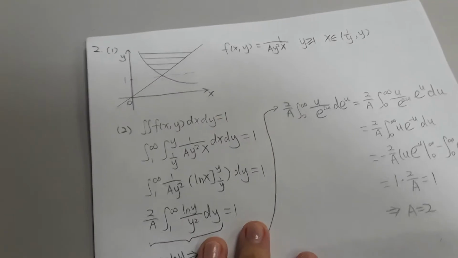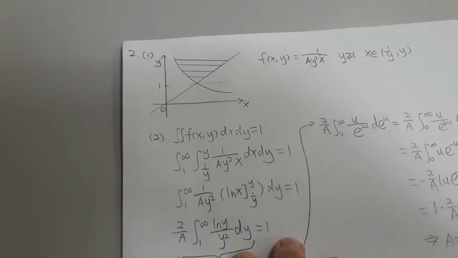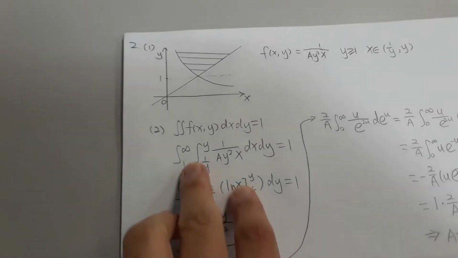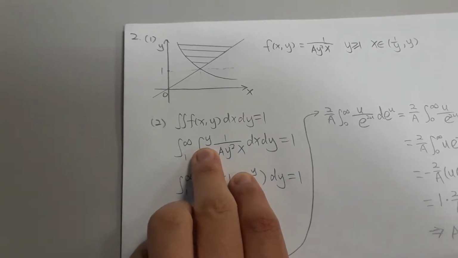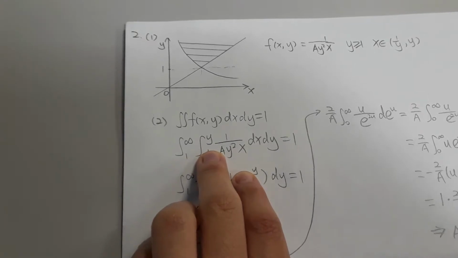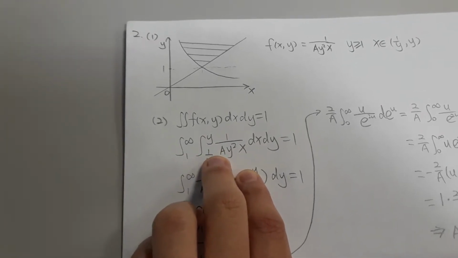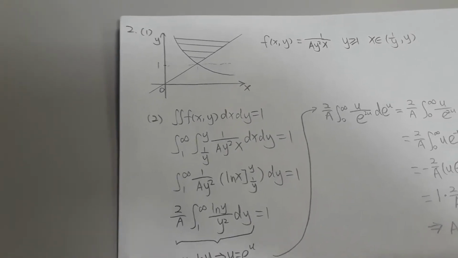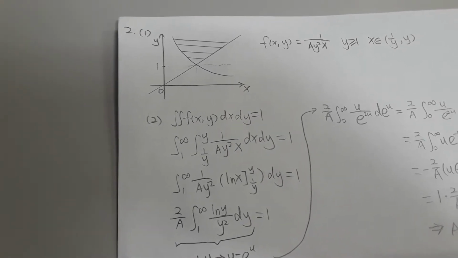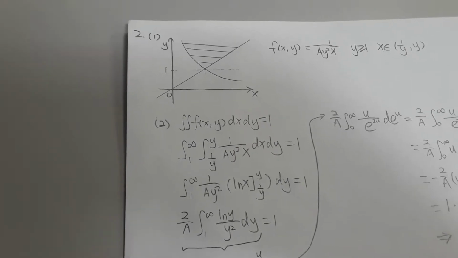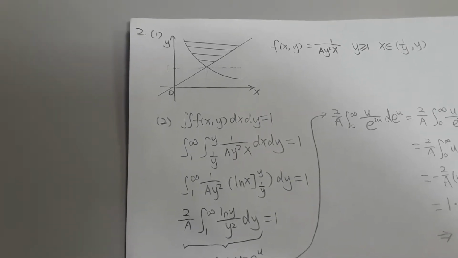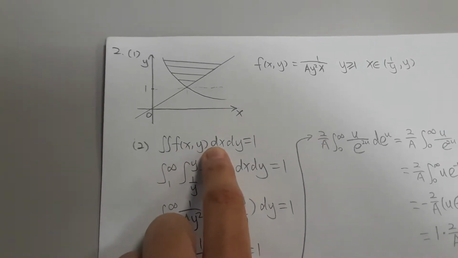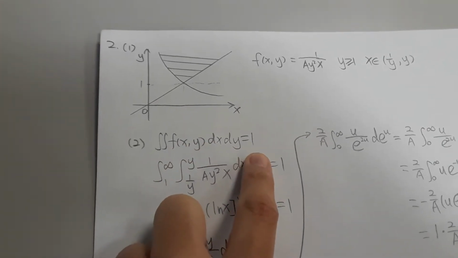Now let's look at part 2, to find a so that f(x,y) is a valid joint density function. In order to find a valid joint density function, we have to use the definition of validation, that the integral of f(x,y) dx dy equals 1.